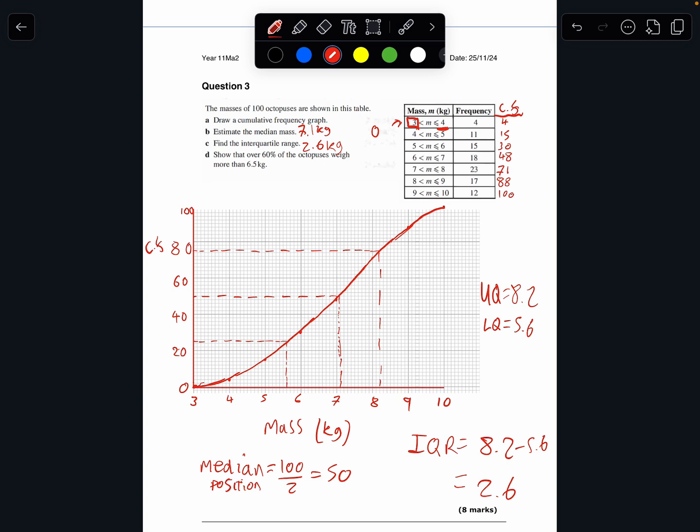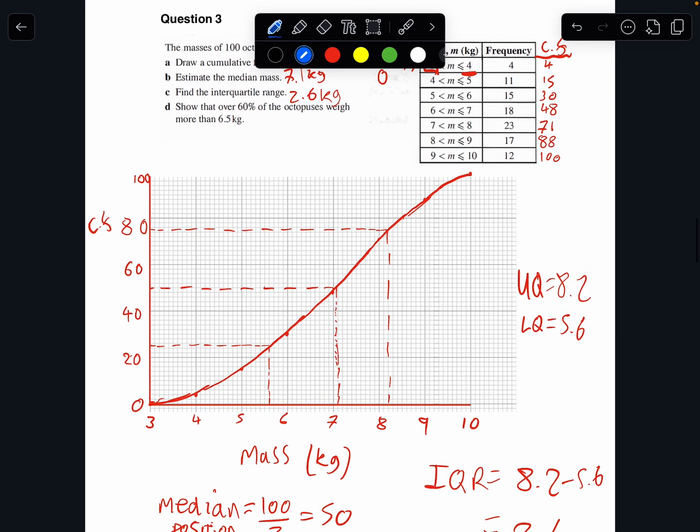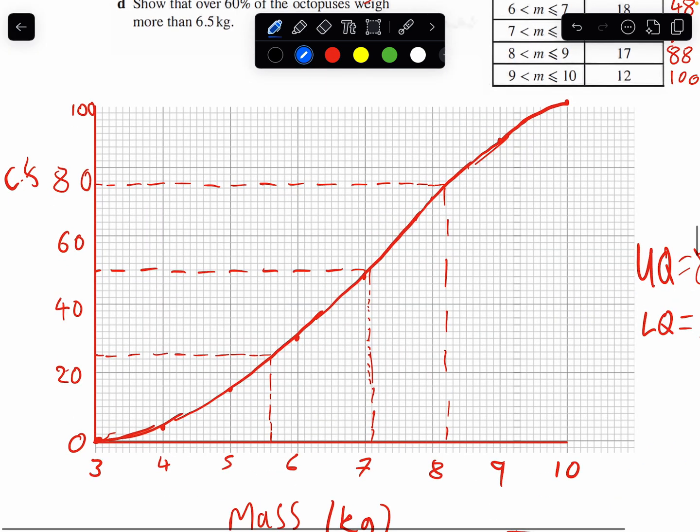Cool. Now we need to show 60% of the octopuses weigh more than 6.5 kilograms. So let's find out how many octopuses weigh 6.5 kilograms or less. I'll do that in blue. This time I'm going to go to 6.5 kilograms. That is here. 1, 2, 3, 4. Yep, there. And I'm going to go up till I hit the line.